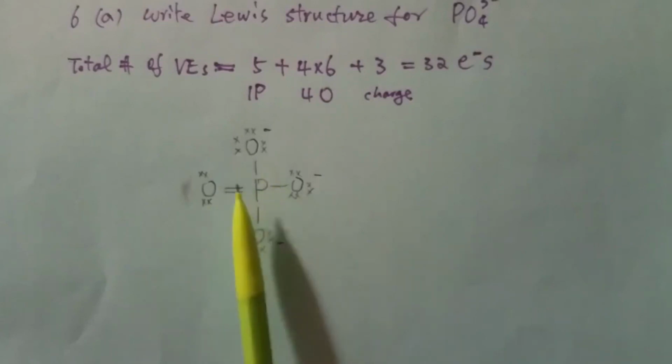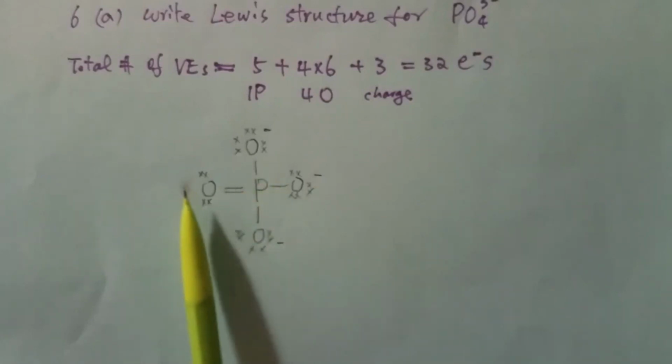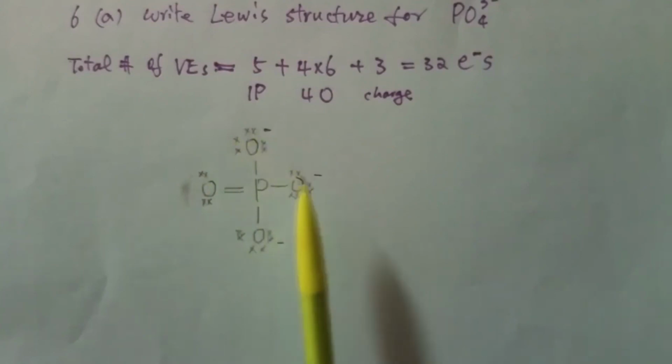So that's why it will form this structure, with 1 double bond, now the 4 single bond, and with 3 lone pairs surrounding each oxygen.